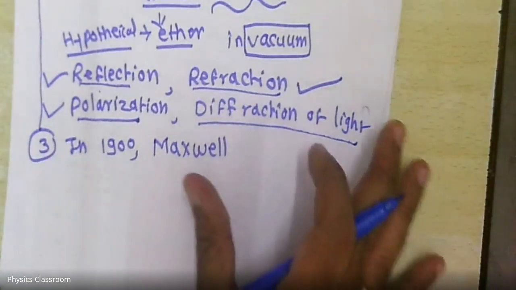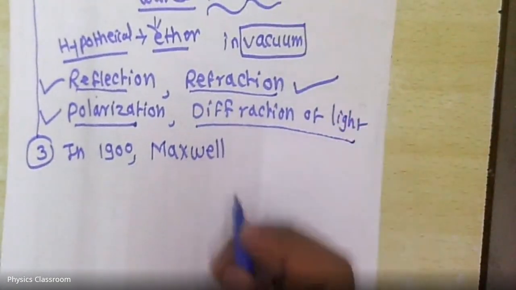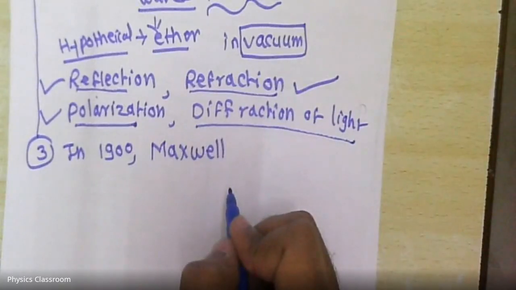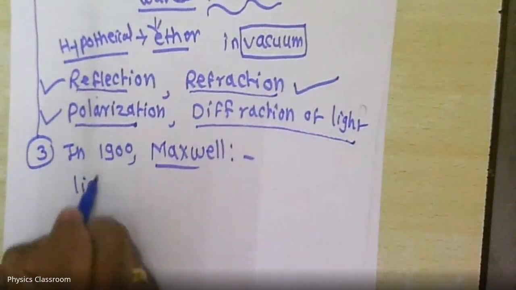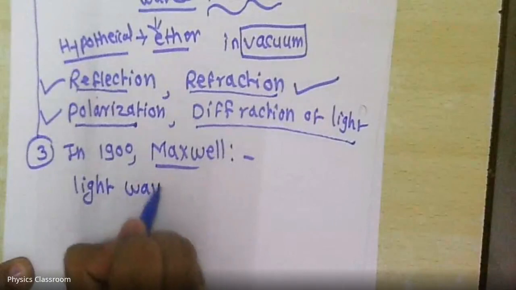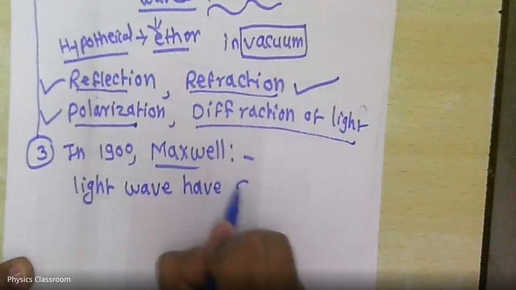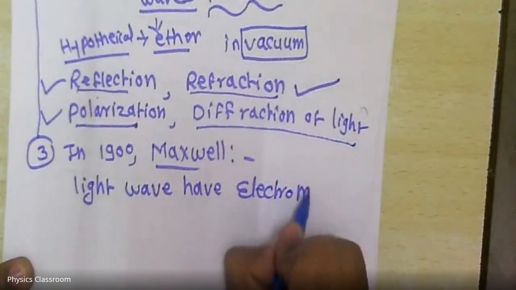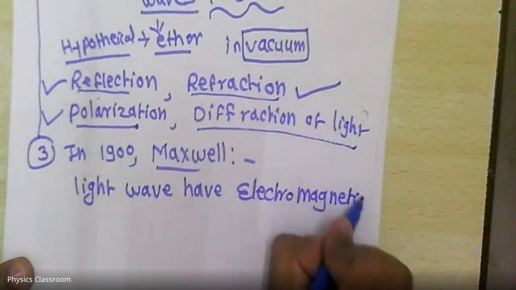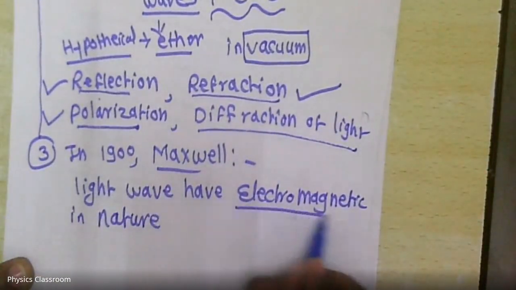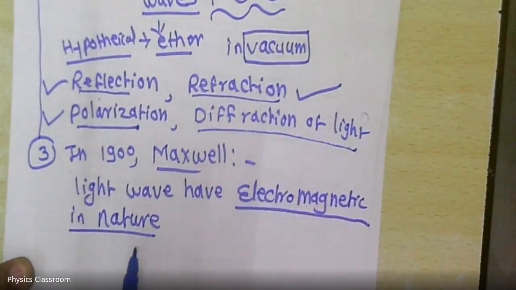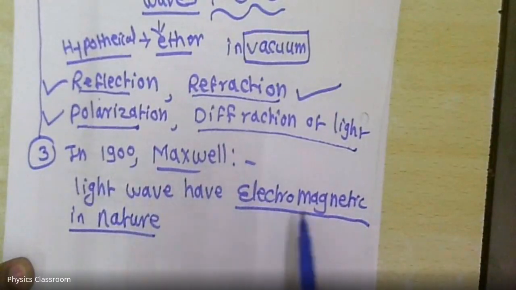So, what about Maxwell's theory? Maxwell showed that light waves are electromagnetic in nature. Maxwell's theory states that light waves have an electromagnetic nature. Firstly, this was the scientist who told that light waves are electromagnetic in nature. In the 19th century, Maxwell explained that light waves are electromagnetic in nature.